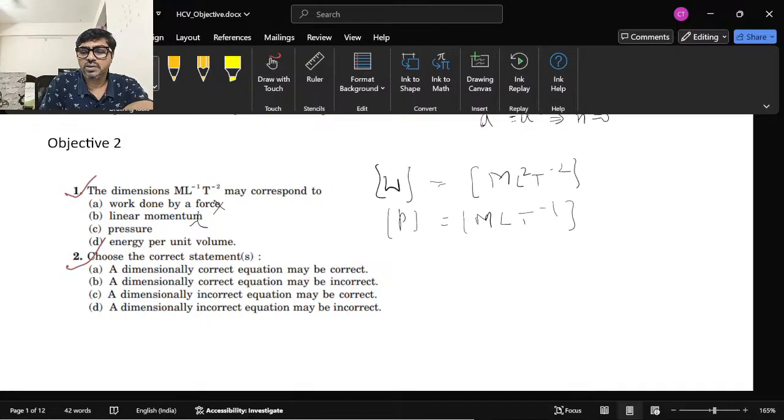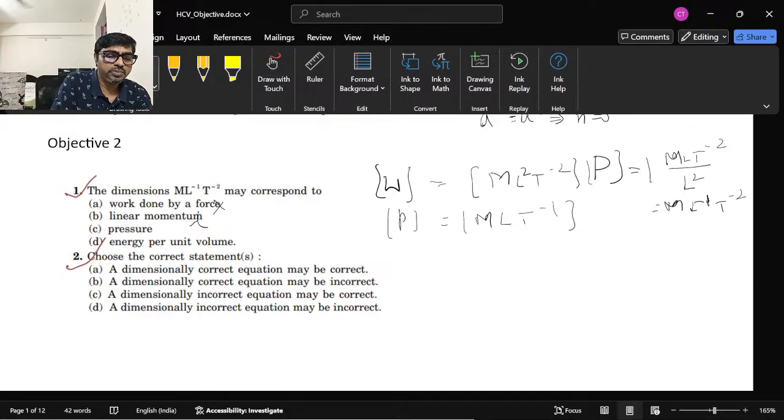Now pressure, capital P I will use. Small p momentum, capital P pressure. Force by area. Force is M L T power minus 2, area is L square, meter square. Yeah, looks like I'm getting M L power minus 1 T power minus 2. That means pressure is the answer. Okay. So pressure is okay. Energy per unit volume also we need to check.